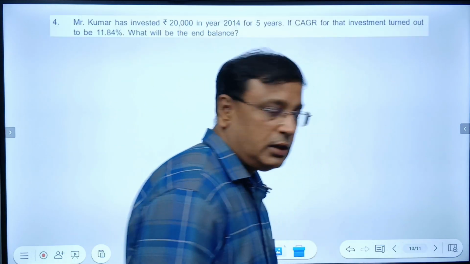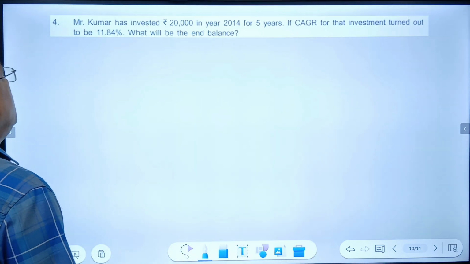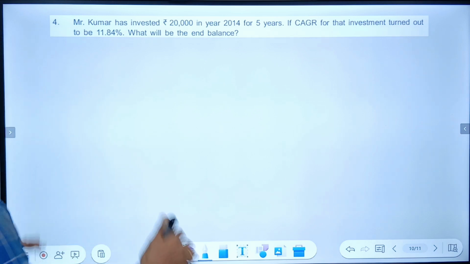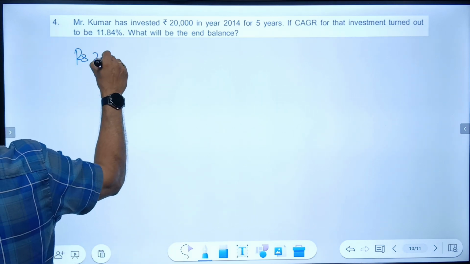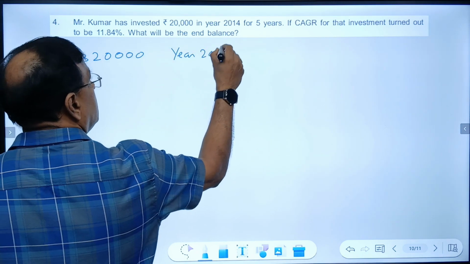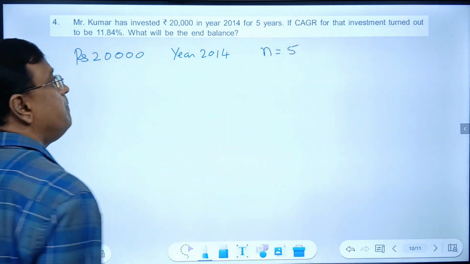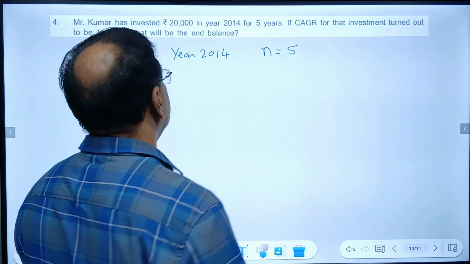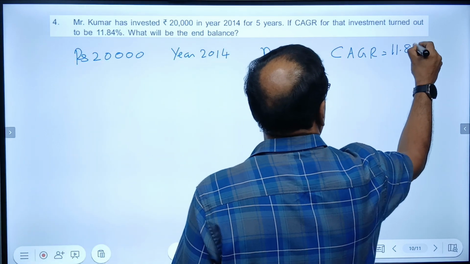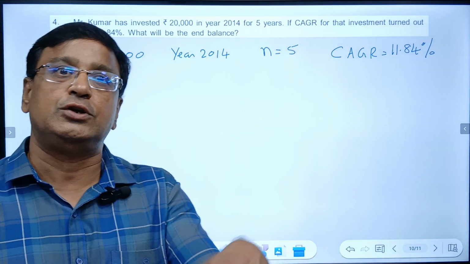Okay. Now let's go to question number 4. So what does question number 4 say? Mr. Kumar has invested 20,000 rupees in the year 2014 for 5 years. So he is keeping the money for 5 years. If the CAGR for that investment, which is 11.84%, is given to you, what will be the end balance? So you are expected to find the end balance.